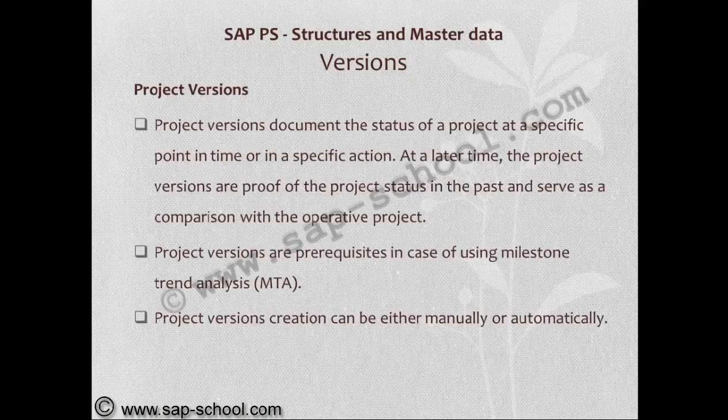Project versions. Project versions document the status of a project at a specific point in time or in a specific action. At a later time, the project versions are proof of the project status in the past and serve as a comparison with the operative project. Project versions are prerequisites when using milestone trend analysis. Project versions can be created either manually or automatically.